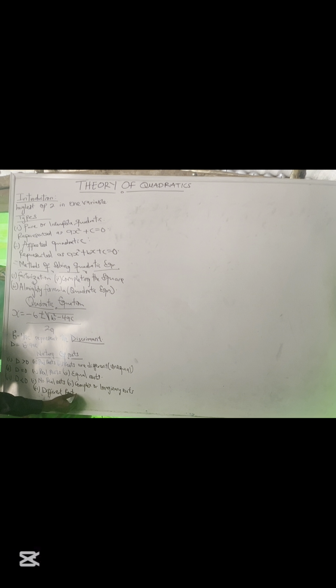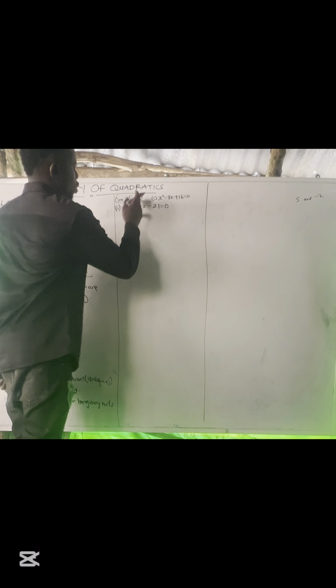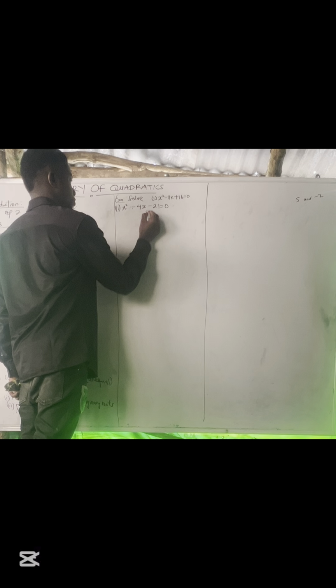So what you have to understand here, guys, is that when the discriminant is greater than 0, we are going to have real roots and different roots. But when the discriminant is equal to 0, we are going to have real roots and equal roots. But when the discriminant is less than 0, there will be no real roots. We are going to have complex or imaginary roots, and there will also be what? Different roots. We have this question, solve this. Solution.